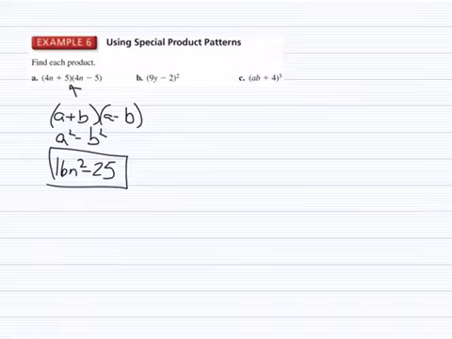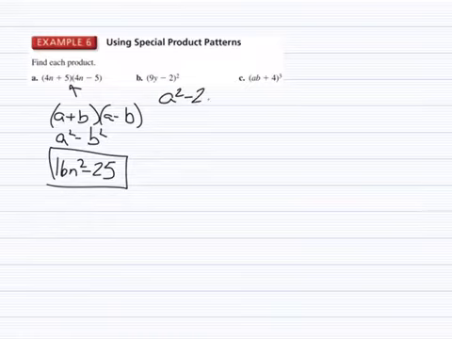If it says minus in the middle, it's going to factor into a squared minus 2ab plus b squared.